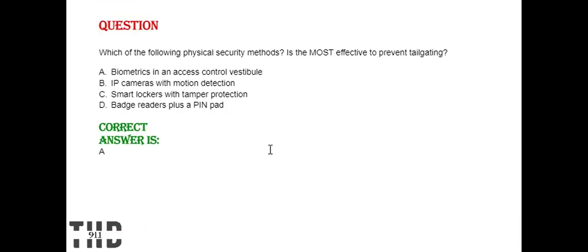Which of the following physical security methods is the most effective to prevent tailgating? Option A, biometrics in an access control vestibule. Option B, IP cameras with motion detection. Option C, smart lockers with tamper protection. Option D, badge readers plus a PIN pad. The correct answer is option A.